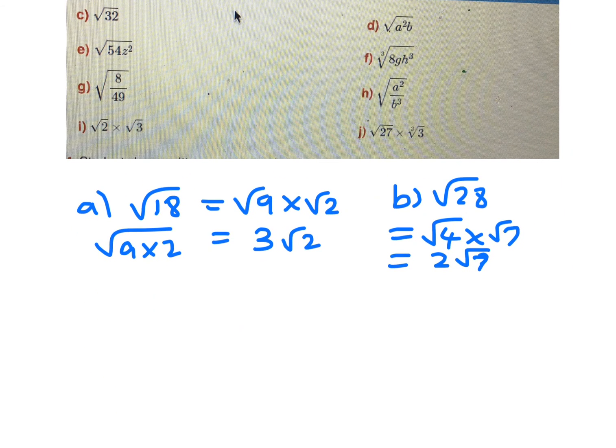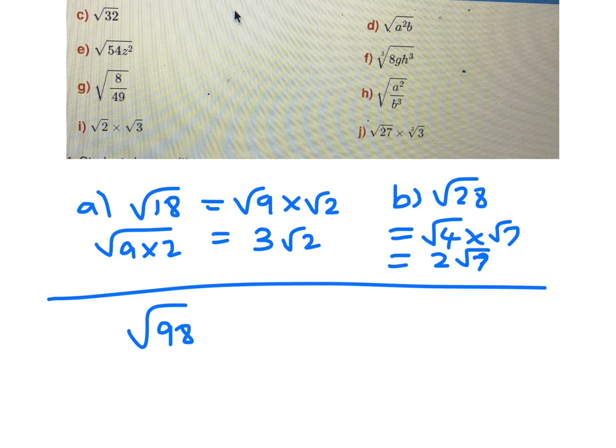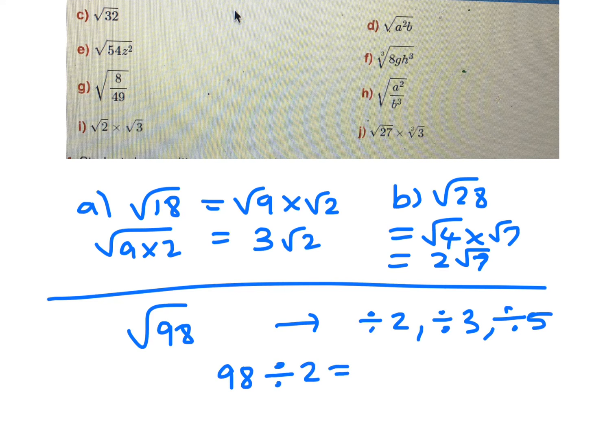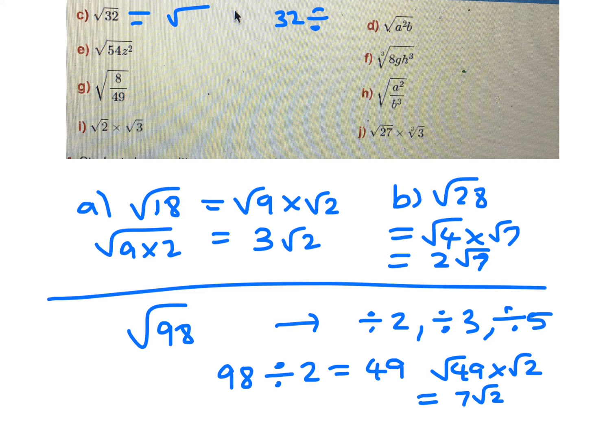Now, when you're trying to find the square number that goes into it, if it's something that's really big, sometimes it's easier to divide by 2, then by 3, then by 5, than it is to actually try and find the square number that goes into it. Like if you divided 98 by 2, you get 49. So that would be root 49 times root 2, which is 7 root 2. Okay, so root 32, I'm going to divide 32 by 2 and I'll get 16. So that's root 16 times root 2, which is 4 root 2.